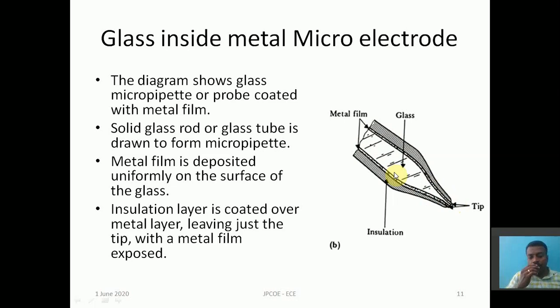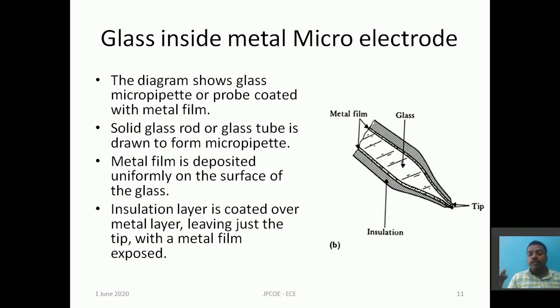So the metal film that is exposed acts as an active electrode. This is a glass-insulated metal microelectrode. Understand? In the case of this one, we have a glass rod that is heated. After reaching the melting point, it is extended to a small narrow portion. Then over the glass rod we make a metal film, which acts as an electrode.